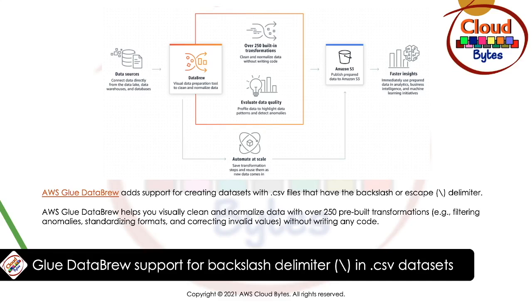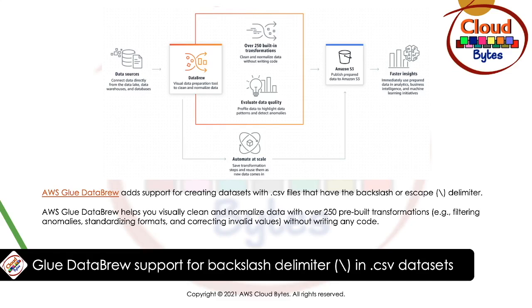So AWS Glue DataBrew is a visual data preparation tool that enables users to clean and normalize data without writing any code. Using DataBrew helps reduce the time it takes to prepare data for analytics and machine learning by up to 80% compared to custom data preparation. You can choose from over 250 ready-made transformations to automate preparation tasks such as filtering anomalies, converting data to standard formats, and correcting invalid values.